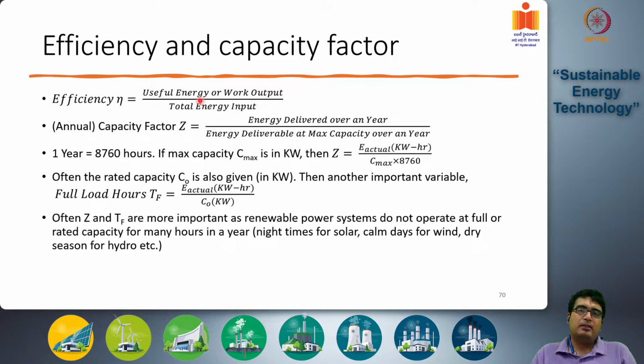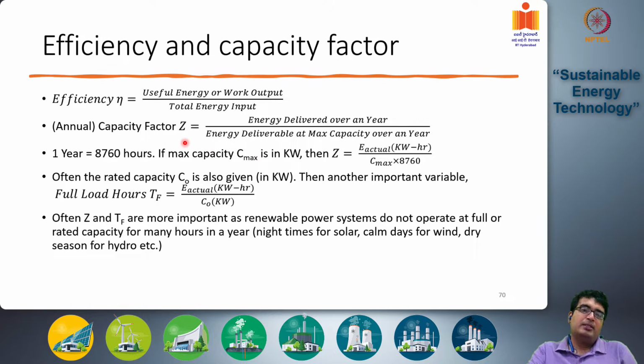And for a solar power plant, it will be the total energy flux that is being captured by the solar cells in the area of its operation. So that will be the total energy input, which is our denominator. And the useful energy or work output will primarily be the electrical energy that is being generated out of that power plant or solar farm. The ratio of these two is the efficiency eta. This idea of efficiency is useful both for renewable and non-renewable energy sources and technologies.